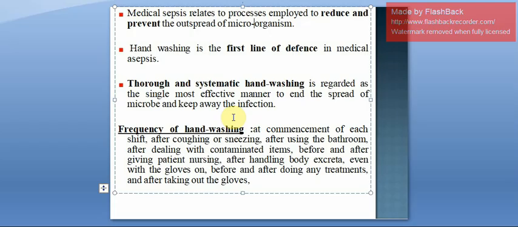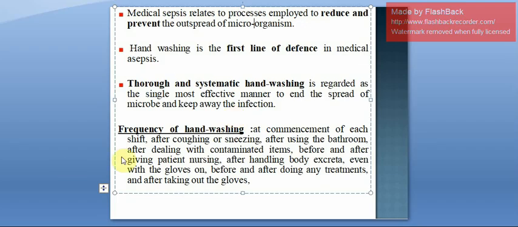So hand washing has to be done before you do any procedure, especially if you have coughed or sneezed. Immediately after that you will have to perform hand washing, or if you have used bathroom, after that also you will have to do hand washing. Sometimes if you have touched any contaminated items, after that also you have to do a thorough hand washing. Suppose you have handled body excreta, that is any blood or body fluids you have touched, even though you have gloves, after that also you will have to perform hand washing. So always remember, hand washing is a must.